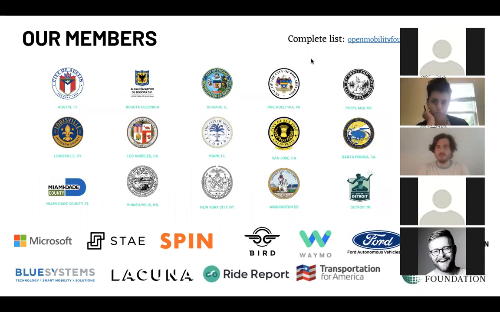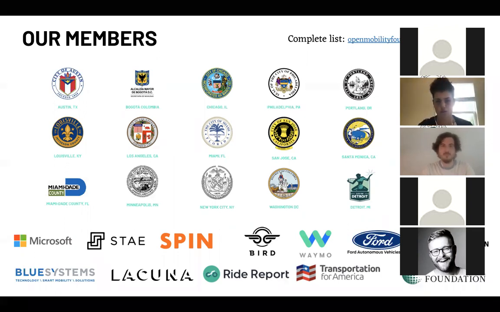You can see some examples of our members. This is not a complete list, but we have a really broad cross-section of different companies and cities in this space who are all collaborating under the OMF's umbrella. Everything we build is free to use under open source licensing models. All of our tools are developed and adopted via an open and participatory process, and anybody can be a part of it, whether you're a member or not.